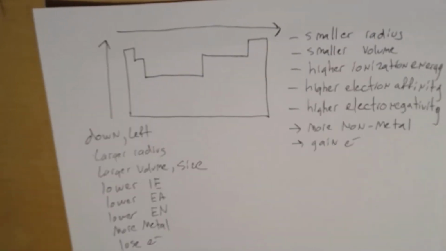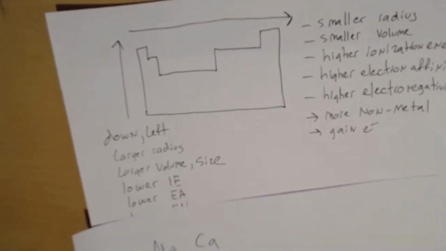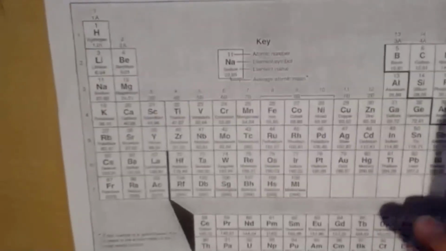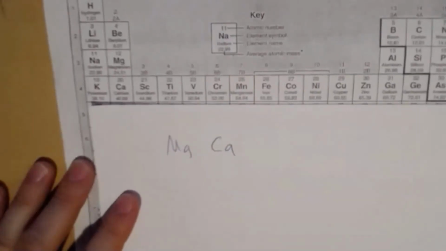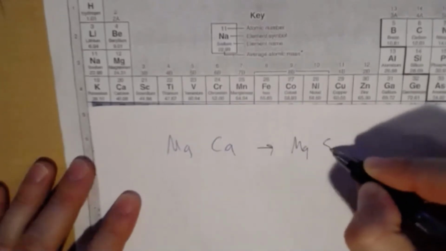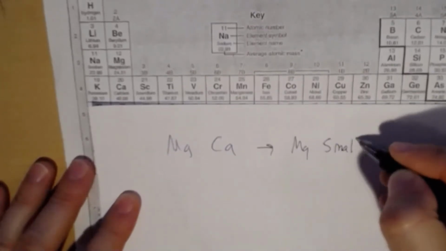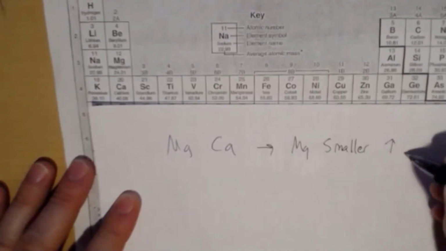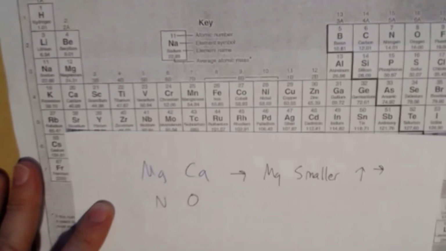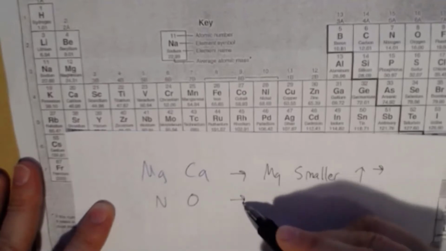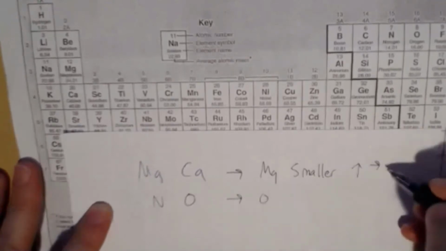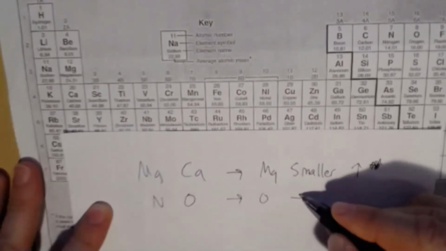So with this, we can practice some, right? Magnesium or calcium, which one's going to be smaller? Magnesium. Yeah, magnesium is smaller, and it's up and to the right. Nitrogen, oxygen, which one's smaller? Oxygen. Magnesium was up, oxygen was to the right.